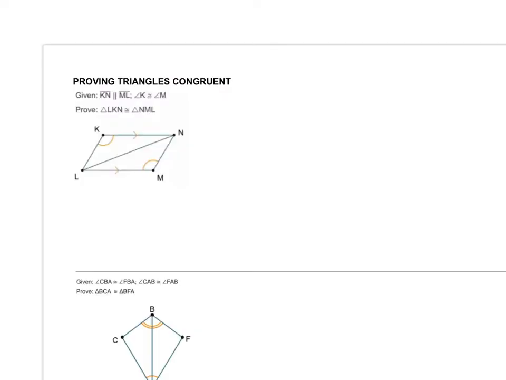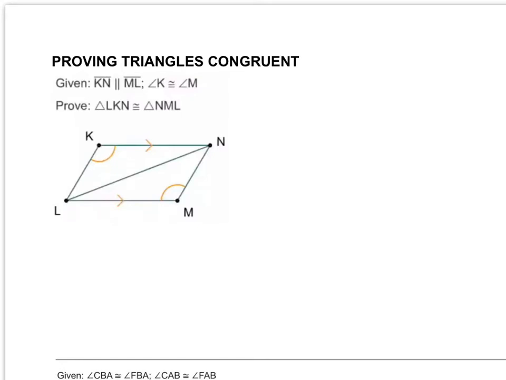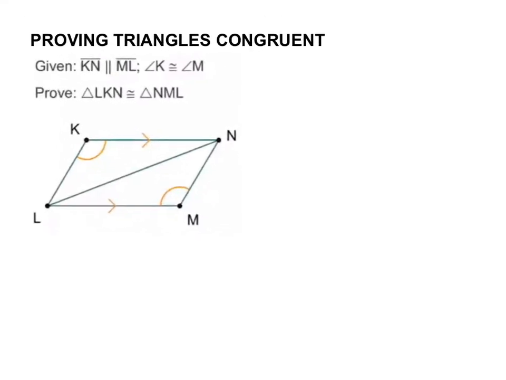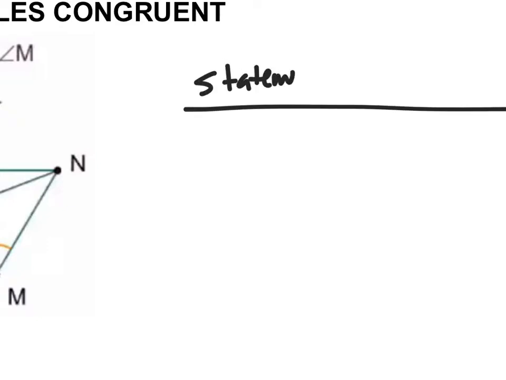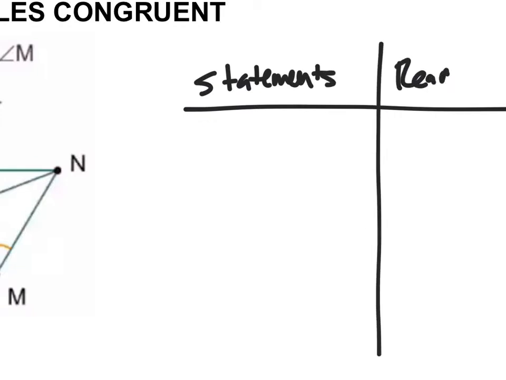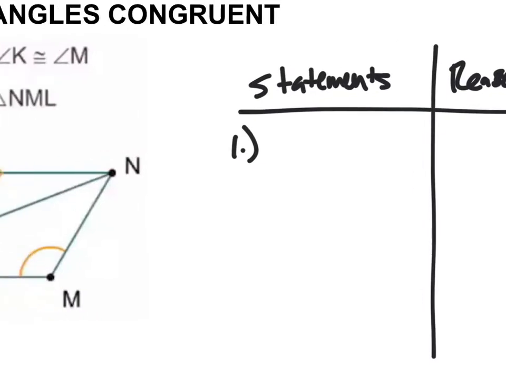Okay, let's take a look at some proofs regarding angle-side-angle and angle-angle-side. What I want to do over here is write this out, and I'm going to zoom in pretty far and draw my table. Here I've got statements, and I've got reasons. The first thing I want to do is write up my given statement.